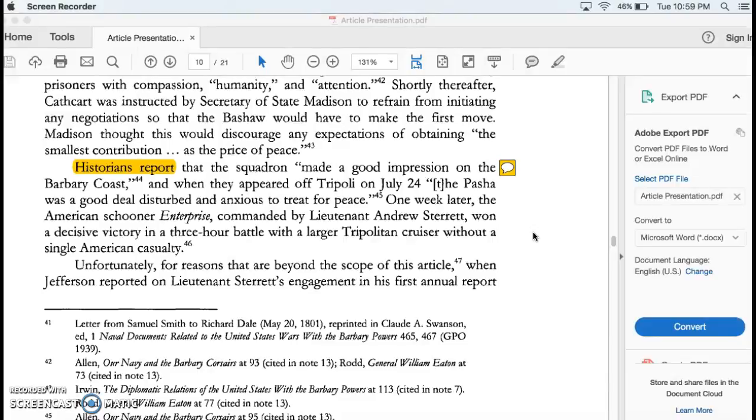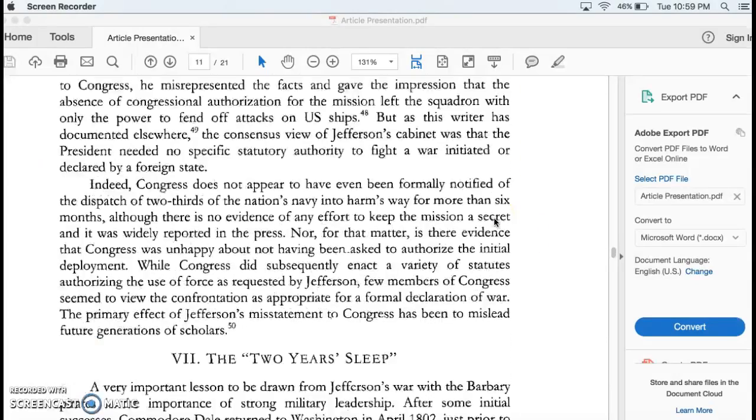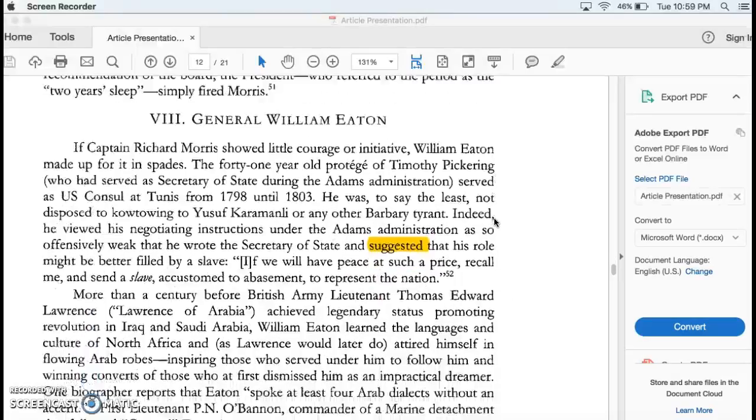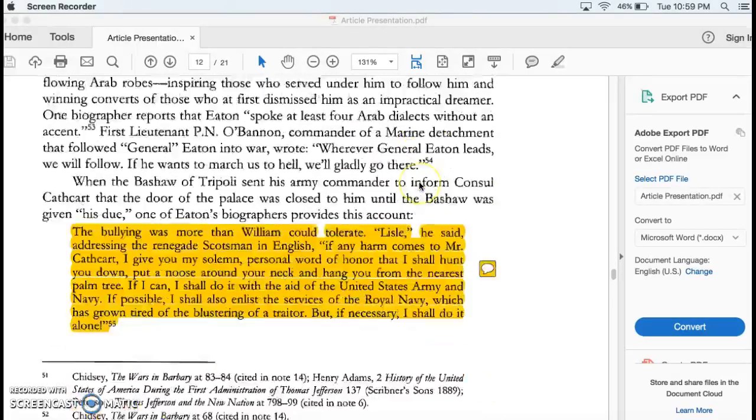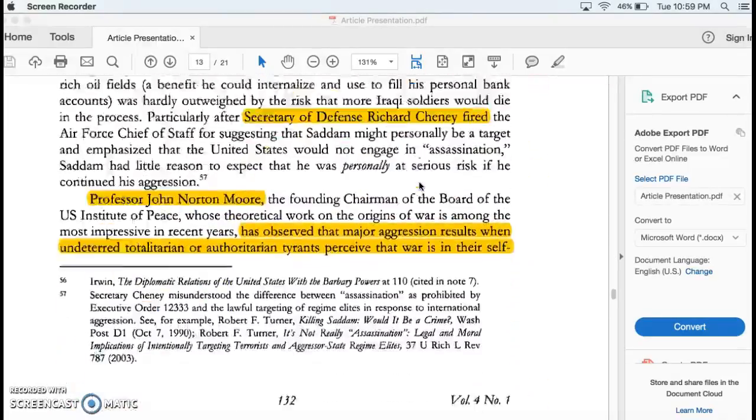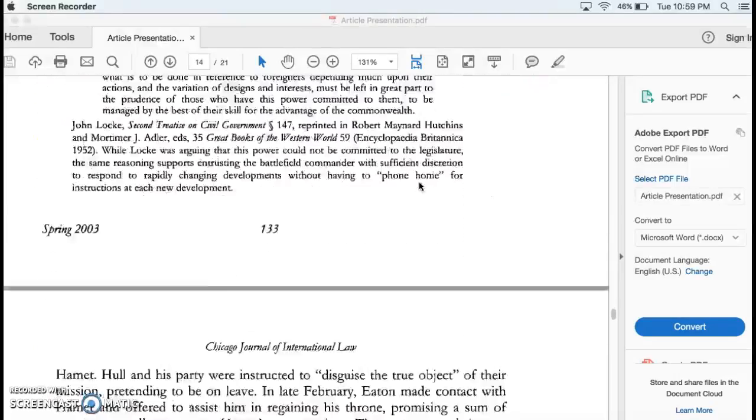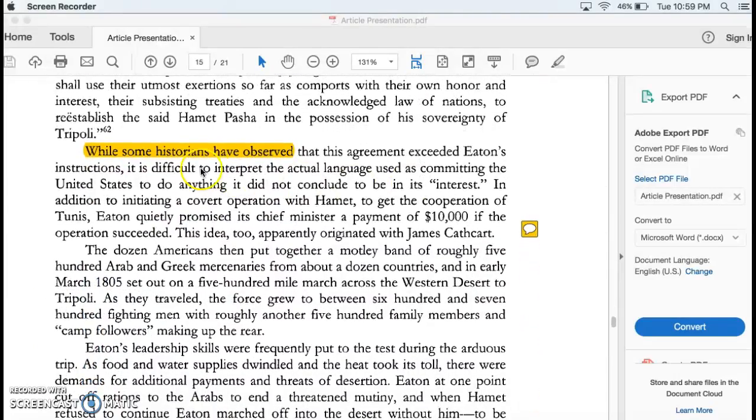We can see by these highlighted examples, like the one I have right here, and a couple more down on the next couple of pages, suggested, while some historians have observed.